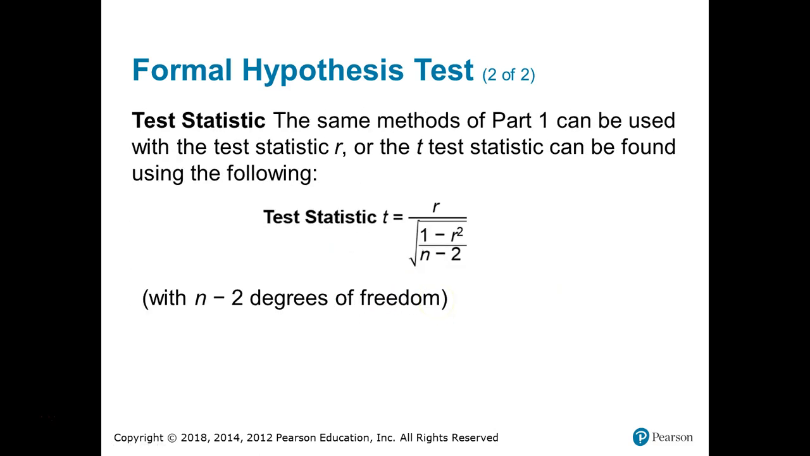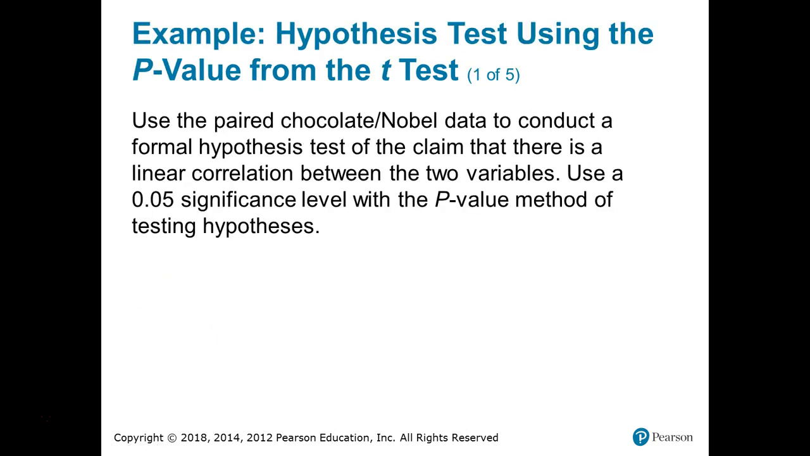So if we're doing a hypothesis test, we need to get a test statistic. So here is your formula for how to get the test statistic. However, the degrees of freedom is not n-1. Now it's n-2. Just keep that in mind.